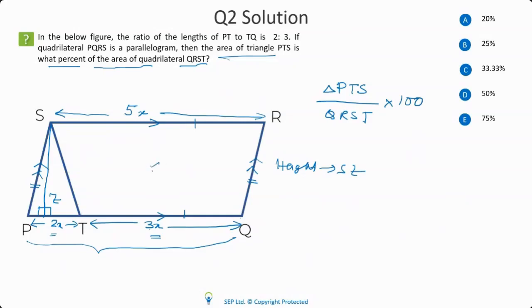Now can anyone tell me what kind of a quadrilateral is QRST? I'll give you a small hint. Notice TQ, SR are parallel. Focus on SRQT, that quadrilateral. What kind of a quadrilateral is it? Anyone?